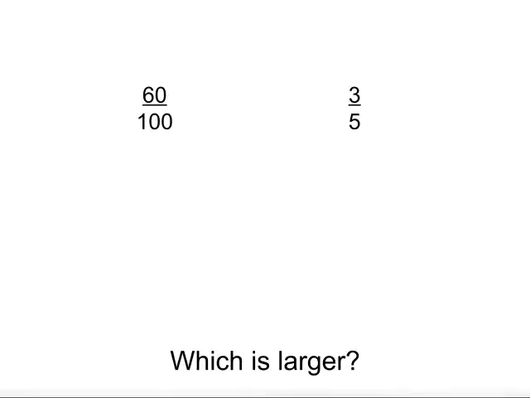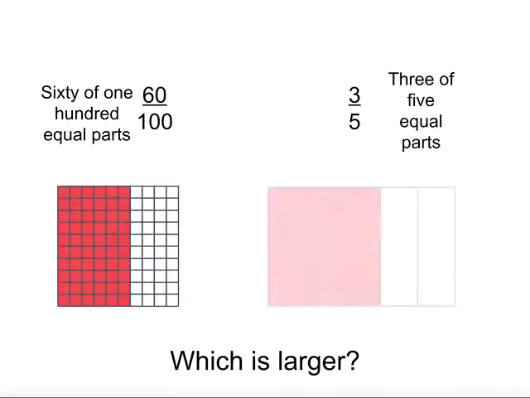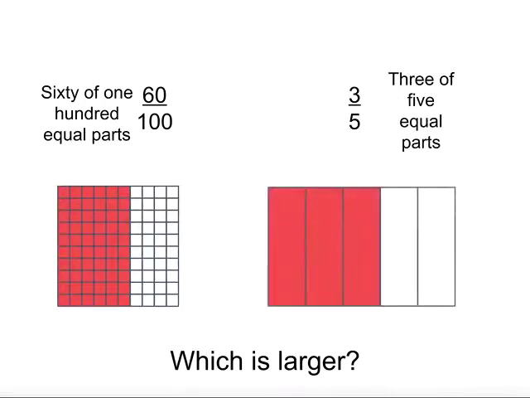Here we have 60 hundredths and 3/5. 60 of 100 equal parts and 3 of 5 equal parts. They look like this as pictures. Again, we need to think of equivalent fractions because they have different numbers of parts. We need to think about how 100 and 5 are related.